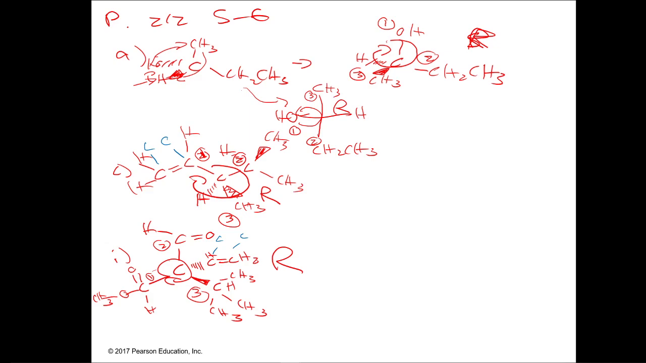Page 228. Question 517. So 228.517 says, draw Fisher projections for each compound. Remember that the cross represents an asymmetric carbon atom, and the carbon chain should be along the vertical with the IUPAC numbering from top to bottom. So S-propane 1,2 diol.